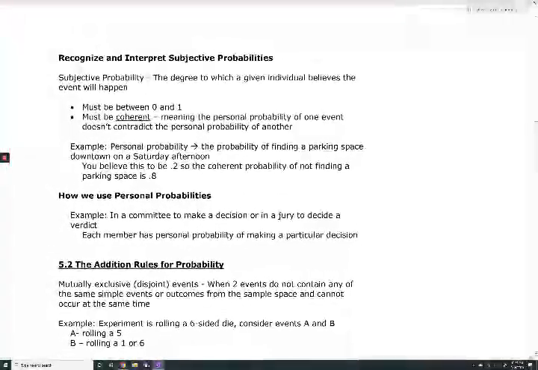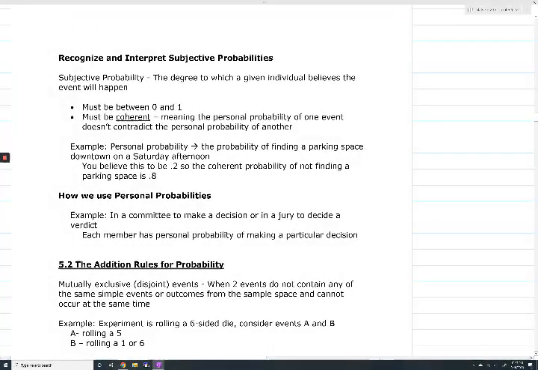And the last thing we're going to talk about in 5.1 is subjective probabilities. A subjective probability is simply a probability that you create yourself. It still needs to be between 0 and 1. You cannot have 110 as your probability. You can't say, I think that I'm going to get an A on this test, and I think that's going to happen 110% of the time. That's not a real thing. That's not a subjective probability.